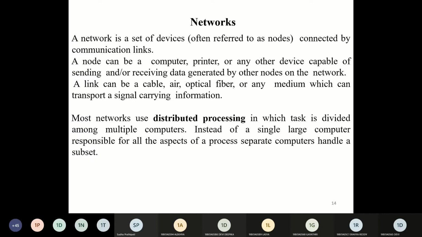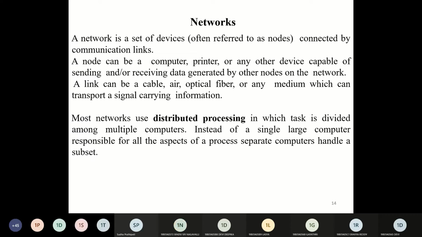So most of the networks are distributed networks. The task is distributed among many single computers connected to each other. You can actually solve bigger problems by using the network. Distributed processing can happen in which the task is divided among multiple computers.